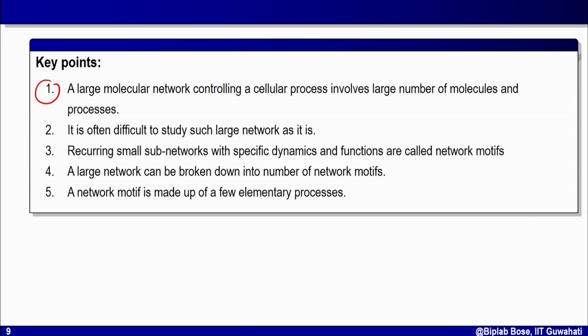So if you want to start modeling a large molecular network, suppose one controlling sporulation of something, it may involve hundreds of molecules. But first break it down into elementary processes and try to find network motifs. So first create models for these network motifs based on the elementary processes and then connect them together to create a large model for the whole process.